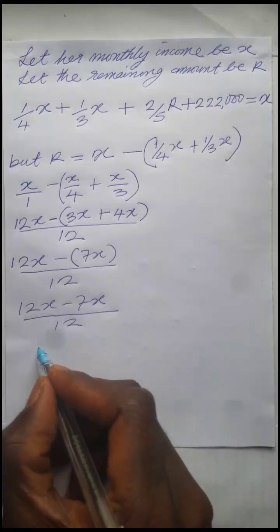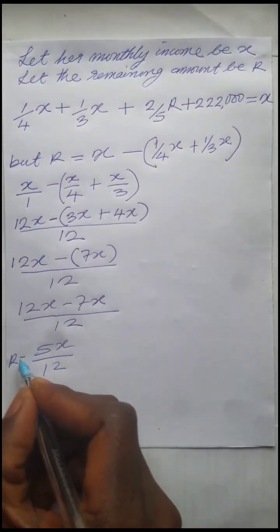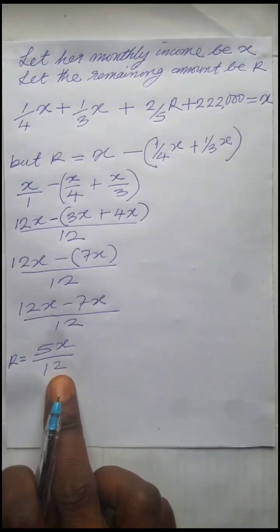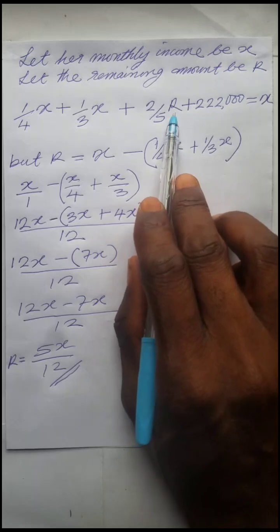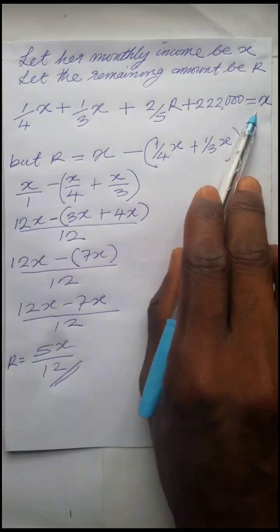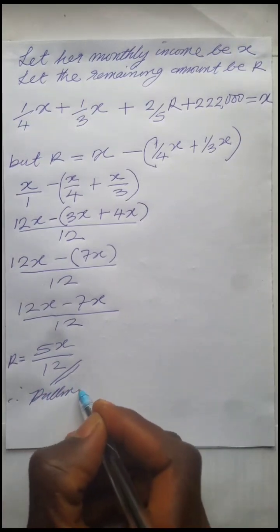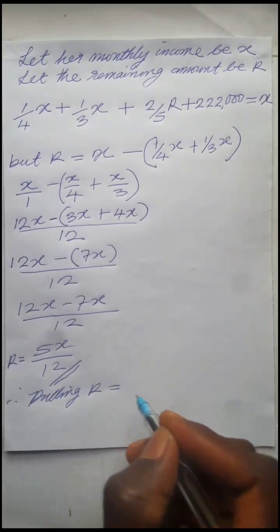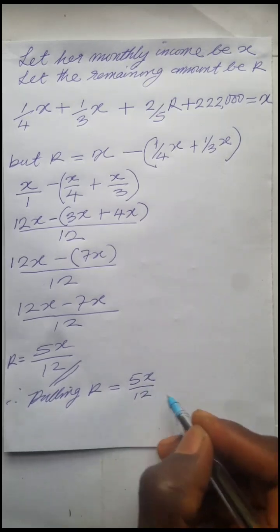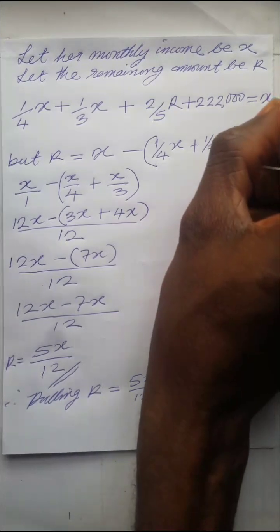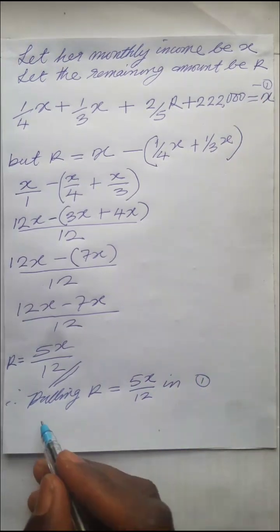12 minus 7 is 5x over 12. So that's my R. You see, I have my R now. Is that okay? Now I can put that R back here and solve it as one equation. So I'll say, putting R equals 5x over 12, and I could have called this equation 1. Is that okay? So that becomes, let's write that out.